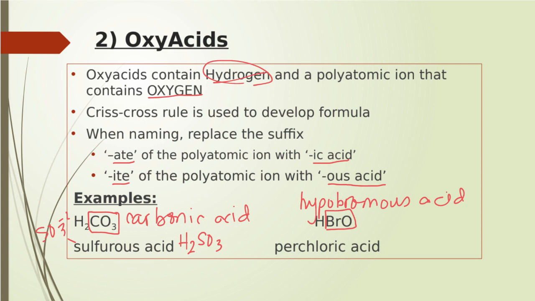The last one is perchloric acid. So we know that the ic acid came from an ate ion. So it would be perchlorate is the name of the polyatomic ion. You go look up the perchlorate ion, which is ClO4 with a -1. You crisscross it with hydrogen, and so you end up with HClO4.